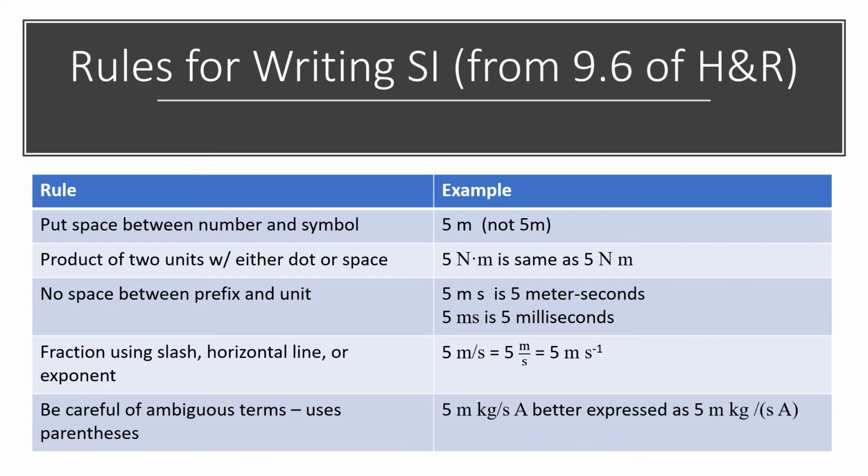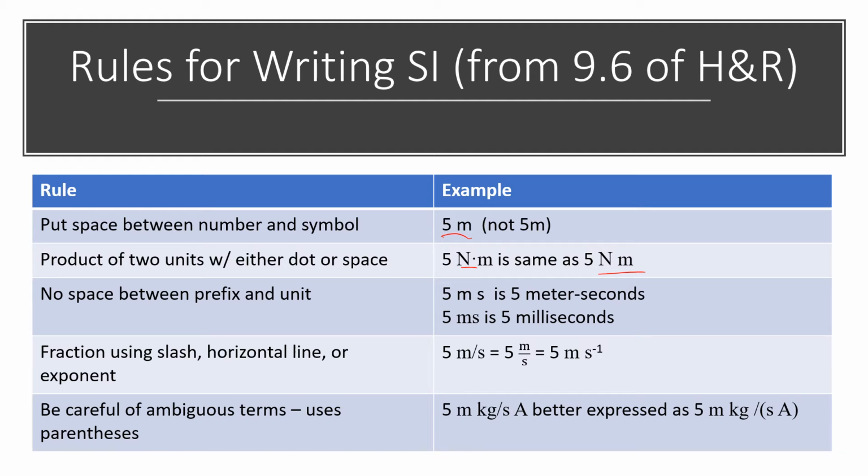All right, so there are some rules about writing quantities in SI units. Always put a space between the number and the unit. Don't write 5M right next to each other; write 5 space M. When you have 2 units in a product, you can put a dot, or you can just leave a space. In this case, you see there's a space between them, that means it's a product.